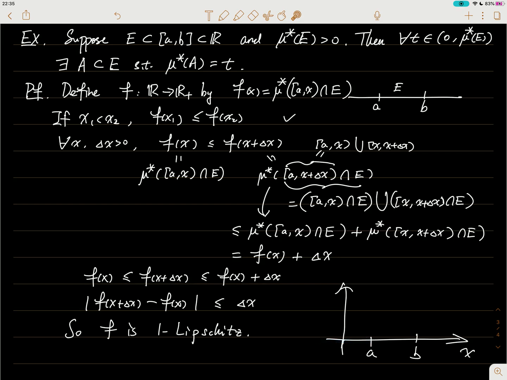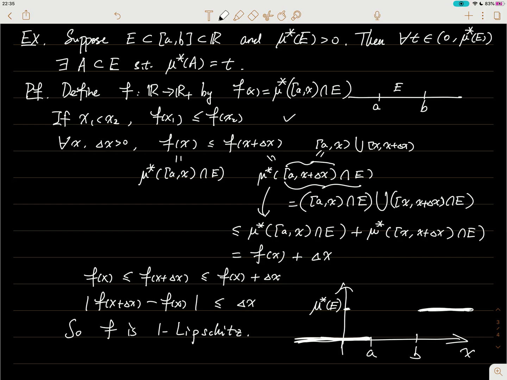Okay, and when x is bigger than b, you have the interval (a, b) and intersection with E, that will be just E itself, because E is a subset of the interval a to b. So if x is bigger than or equal to b, this is just E, so that f of x is just the mu star of E. It's a positive number. So what I know about this f is that it is taking value 0 here, and it's taking value mu star of E here, and I know that it's continuous, because this is Lipschitz continuous. This is a continuous function.